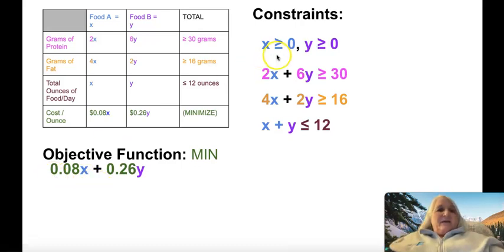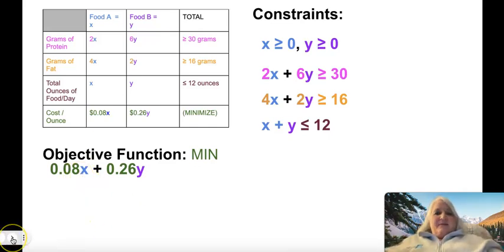I also have that x has to be greater than or equal to 0 because he's not going to have a negative ounce of food, okay? It's not going to have that. You want him to intake the food. So y is also greater than or equal to 0 because that would be food B. So it's counting. So that's always positive numbers.